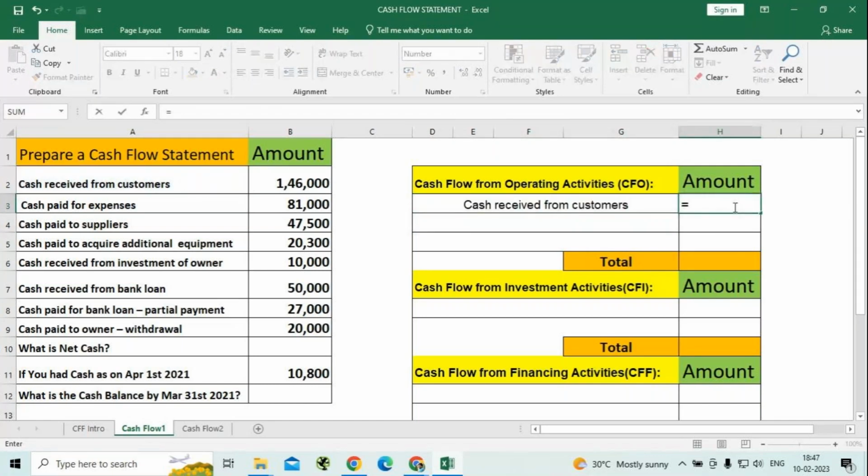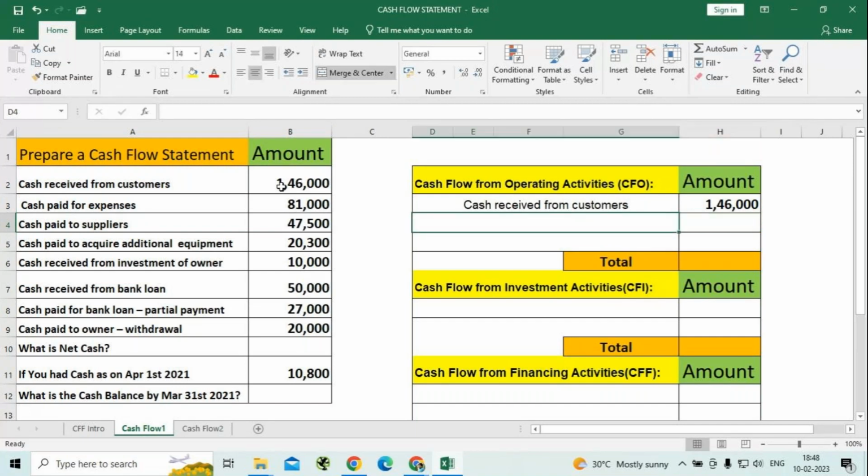So let me bring the value over here. And one more thing is, when you are going to prepare the cash flow statement, it is mandatory that you show that if the money is received by the business, you show the value in a positive figure. If the money is going out of your hand, then you are supposed to show it as a negative figure. So this amount was received, so we are going to show it in positive figures.